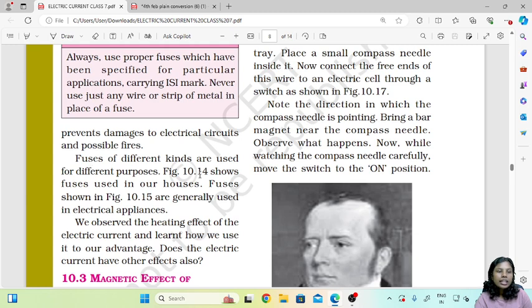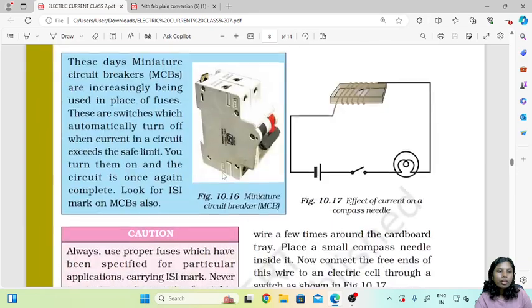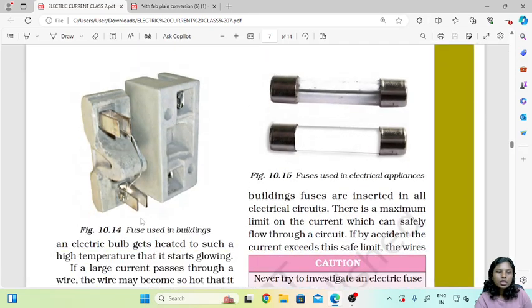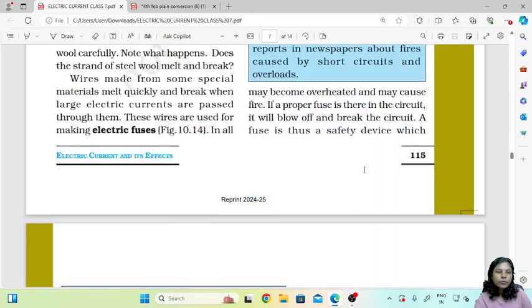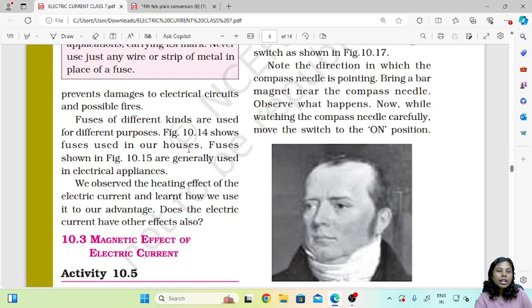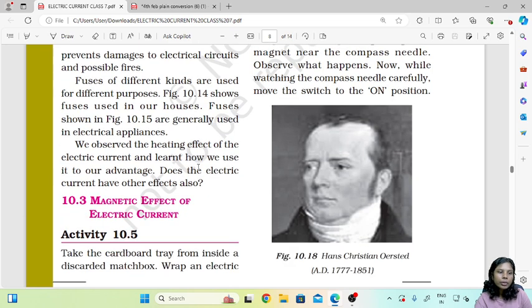Fuses of different kinds are shown for different purposes in Figure 10.14. So see, these are the fuses. These we find in our homes also. So these are the fuses used in our houses. Fuses shown in 10.15 are used in electrical appliances. We observed the heating effect of the electric current and learned how we use it to our advantage.